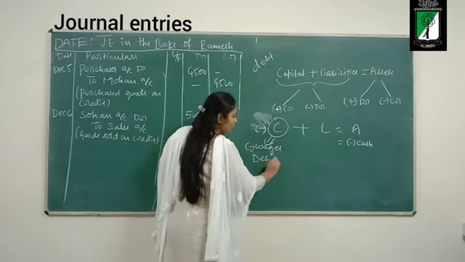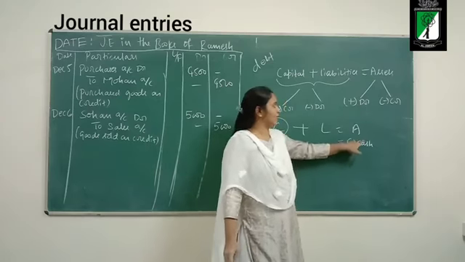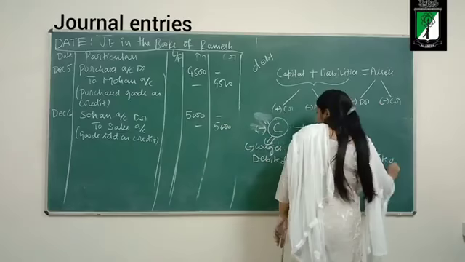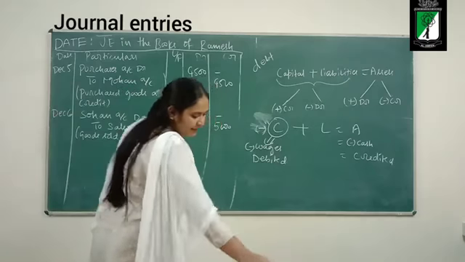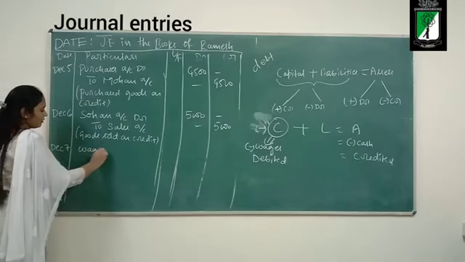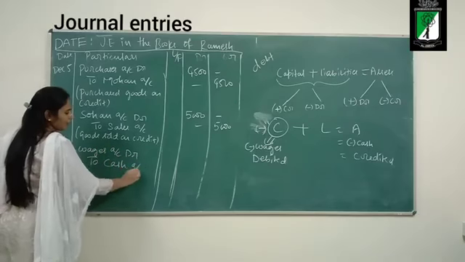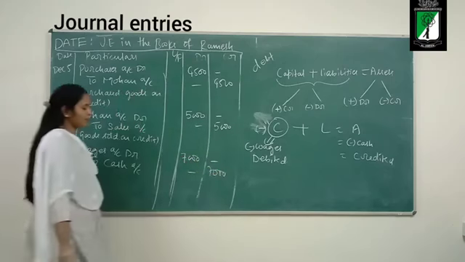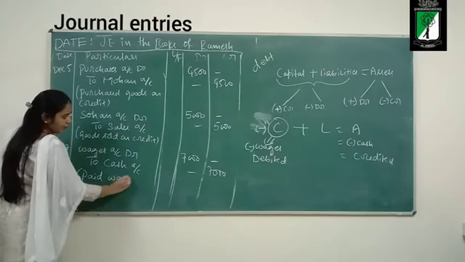Now, here, declining capital should be debited. Decrease in capital should be debited. And my cash balance is also declining. Decrease in assets should be credited. So, what is the journal entry? What is the date of the transaction? Date of the transaction is December 7. Wages account debit to cash account. Amount is rupees 4,000. So narration, paid wages.